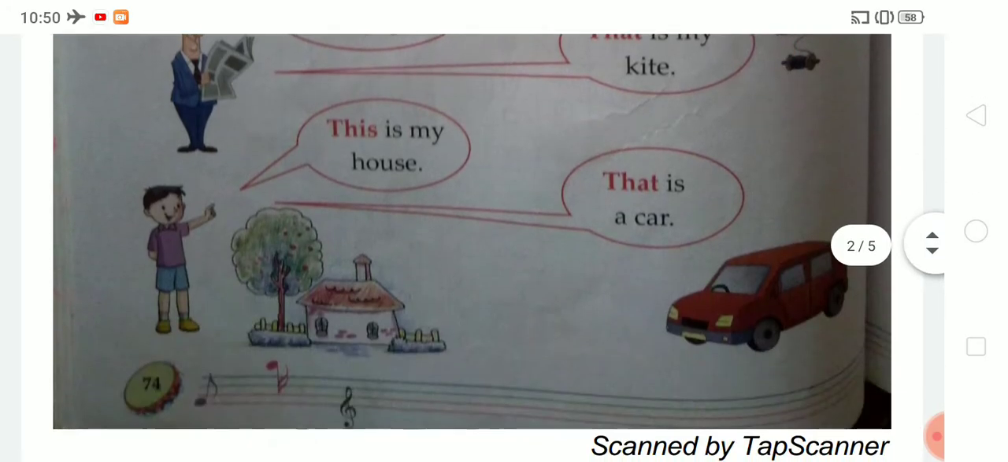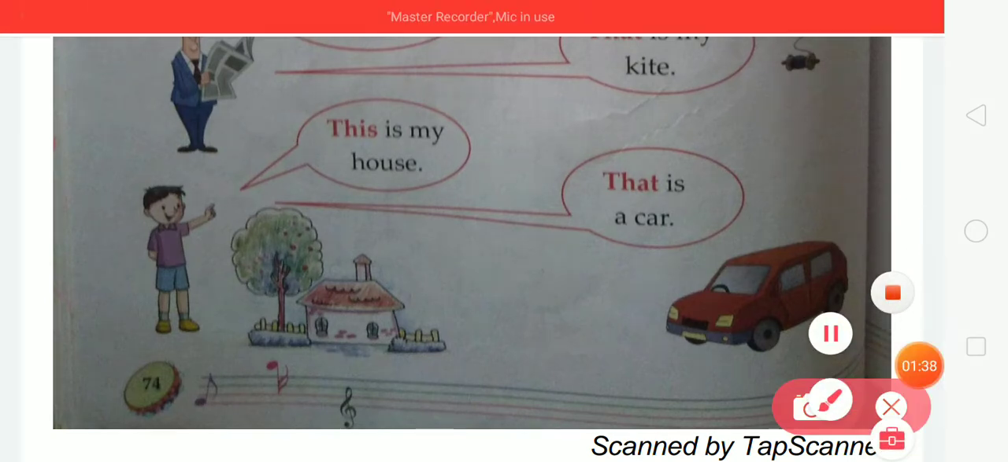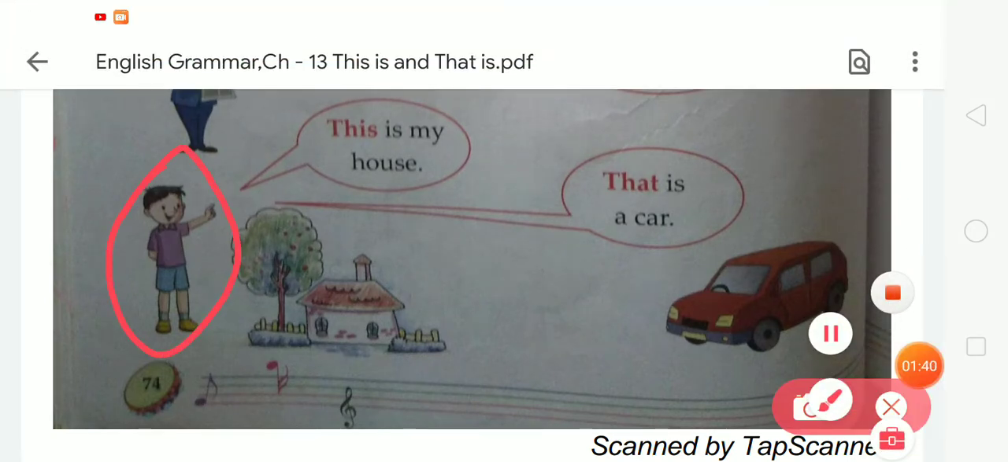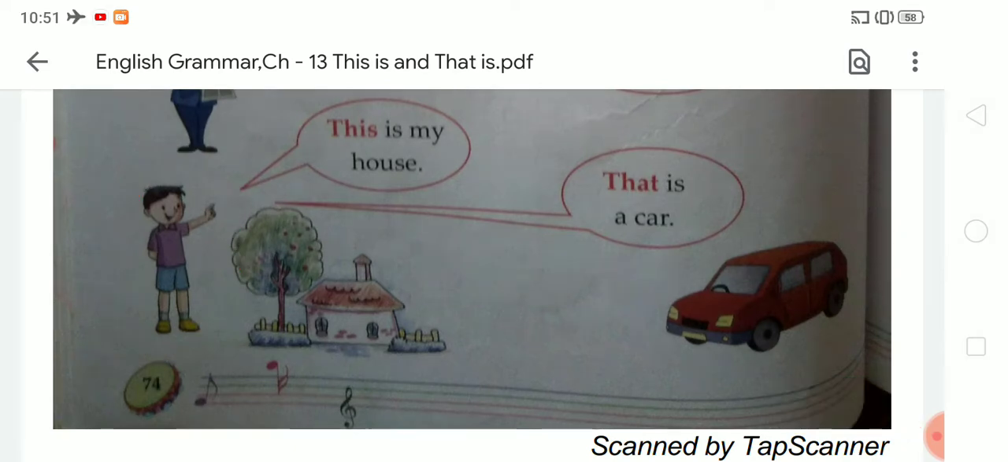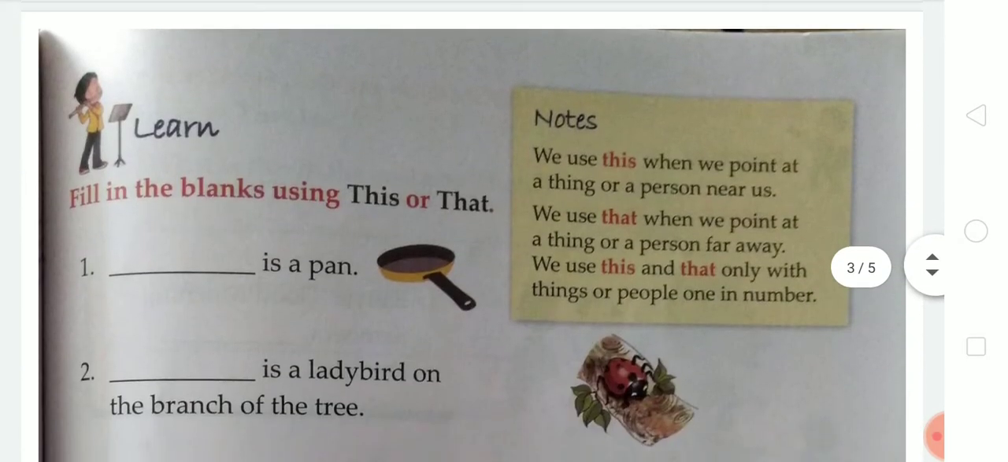Now look at the next. In the next you can see there is a boy, and the boy is saying this is my house because the house is near him. And why is he saying that is a car? Because the car is far from him. So let's do the given exercises.